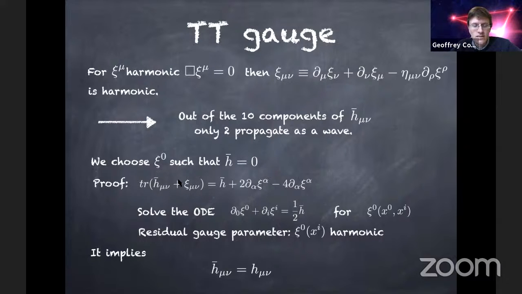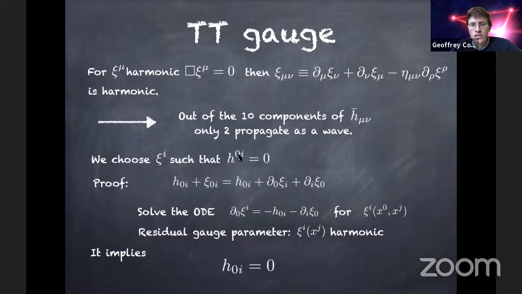So trace this tensor now. You get h bar on this side, and here the trace of psi is what? Well, you have two times the divergence here, minus 4 times the divergence. So if you want to fix this to be 0, you want to solve this equation. And you see that you can always solve it by integrating over time. So you solve for the time dependence of psi 0, and you are just left with some residual constant of integration of this time integration, which are given by psi 0 as a function of space only, which are harmonic. So these are the residual gauge transformations after you fix the trace to be 0. Once you have that, the trace is 0, so h bar is h in this gauge.